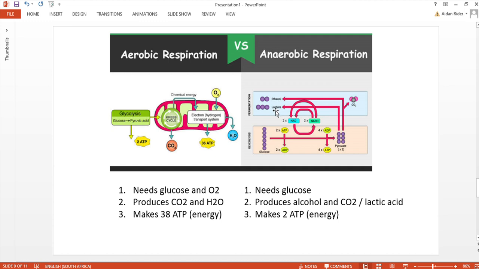But anaerobic respiration produces alcohol and carbon dioxide in this pathway, or in the other pathway, lactic acid. So lastly, aerobic respiration is an energy-rich type of respiration. It makes 38 ATP or energy molecules, the 2 plus 36. And then anaerobic respiration only makes 2 ATP. It's an energy poor type of respiration.